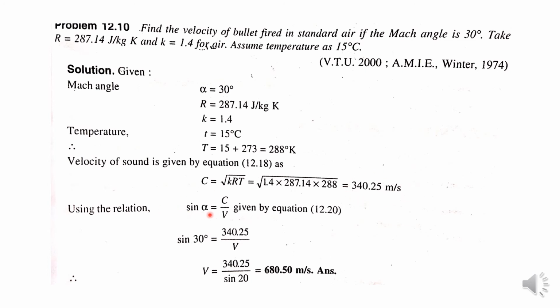He has asked us to calculate the velocity of the bullet, that is V. Therefore V is equal to 340.25 divided by sine 30 degree. It should be sine 30. So therefore velocity V is equal to 680.5 meters per second. This is sine 30 and not sine 20. This is sine 30. We'll go for the next.